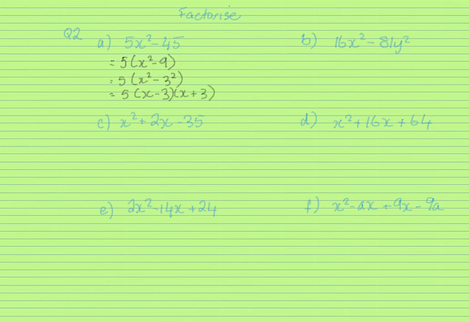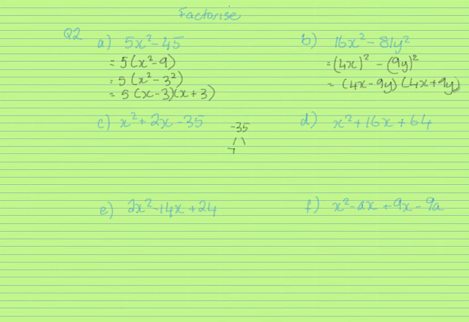Okay, my next one, it also has two terms, and they look like square numbers, and they're separated by a minus, so it's a difference of two squares. But I have to write each term as something squared. Now that I've done that, I'll just use the rule, which is the first term minus the second term, first term plus the second term. So that is now factorised.